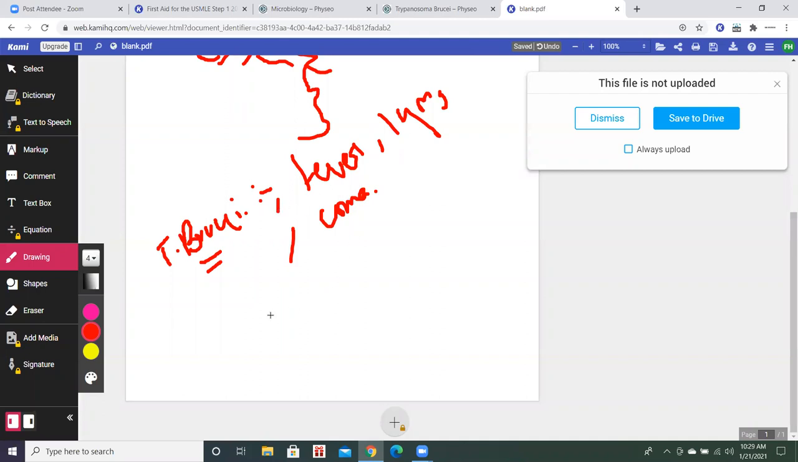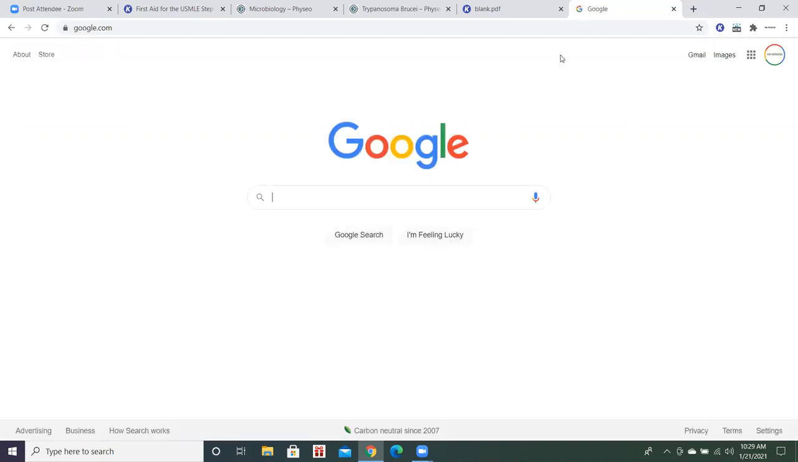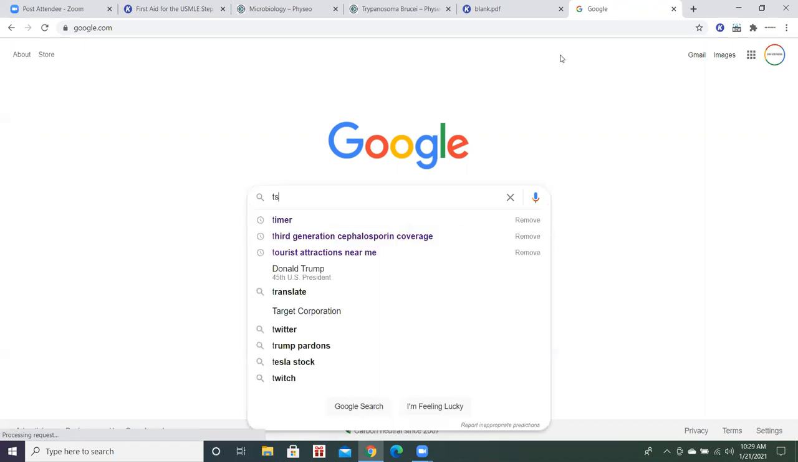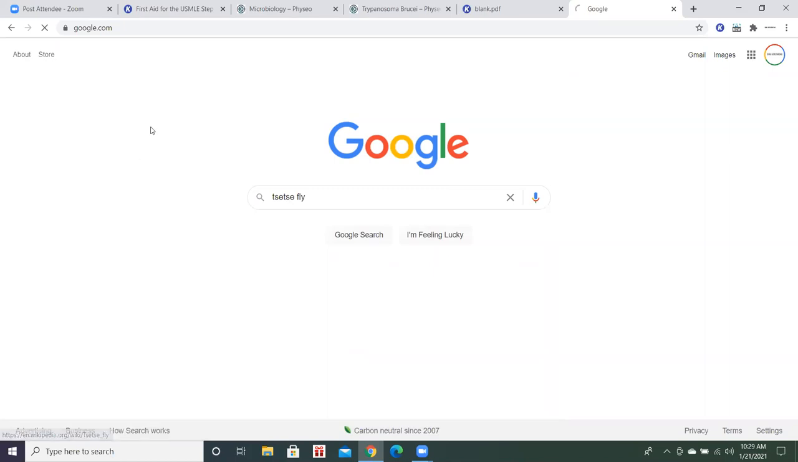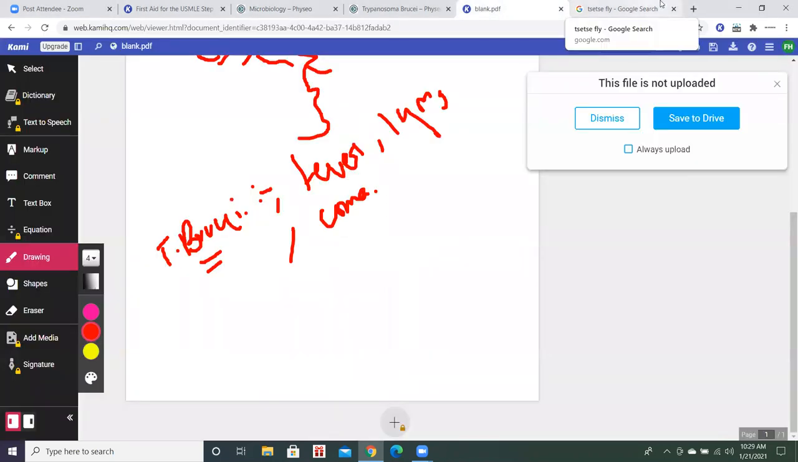The way that this causes infection is that there's a bug known as a tsetse fly. Let me see if I can show you the picture. This bug over here is known as a tsetse fly. If you get bitten by this bug, which is a very big reservoir for Trypanosoma brucei, then it will release the organism and it will travel all the way in the blood, all the way up to your brain and meninges.